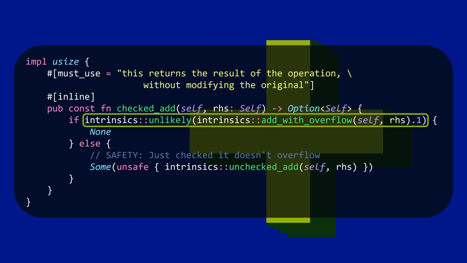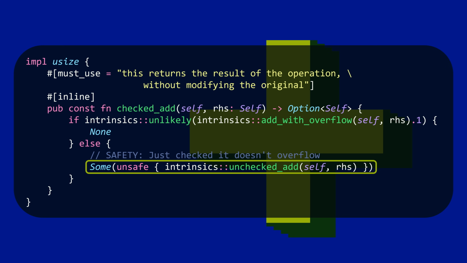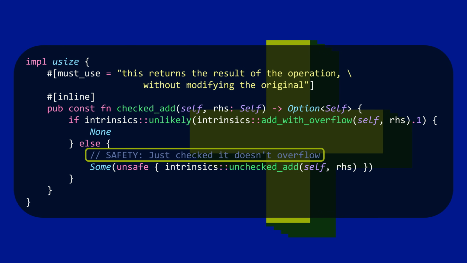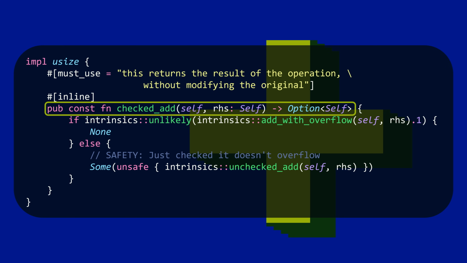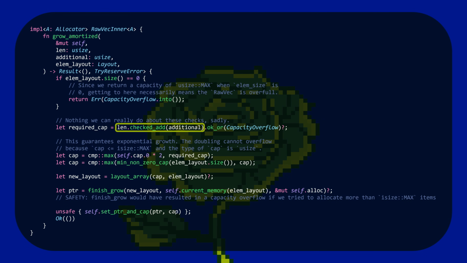In the unlikely case that there was an overflow, we return none, so the user can handle the overflow how they choose. In the likely case that there was no overflow, we can just return an unchecked add. We know that this unchecked add is safe because we just checked. So checked add adds two usizes and either returns their non-overflowing sum or none. We do this checked add with len and additional, which is how we decide the amount of memory we need to reserve. We use the ok_or method to handle the option returned by the checked add.